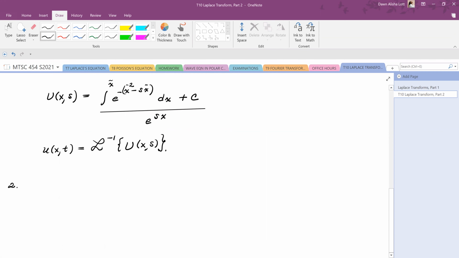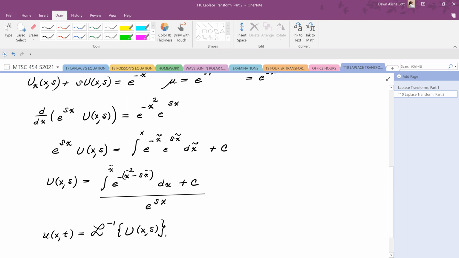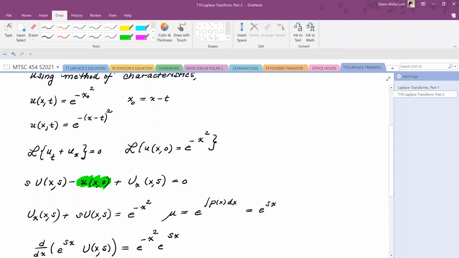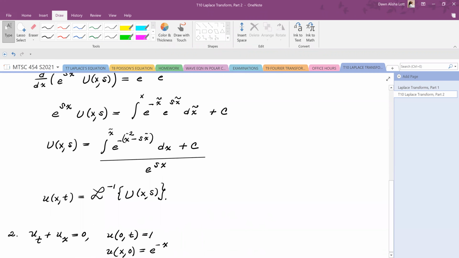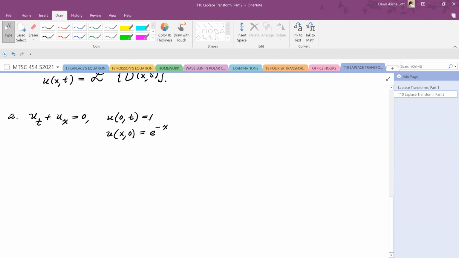The second problem is a new problem: u_t + u_x = 0, u(0, t) = 1, and u(x, 0) = e^(-x). So unlike the first problem, which was on the interval minus infinity to infinity, this problem is on the interval 0 to infinity.